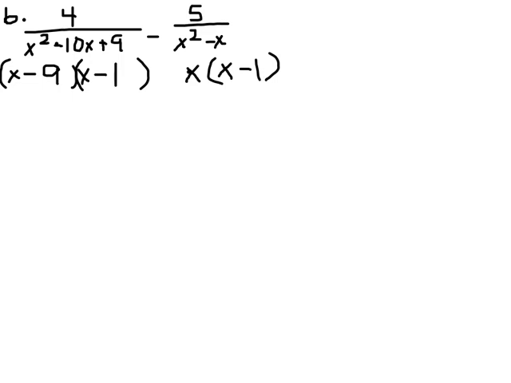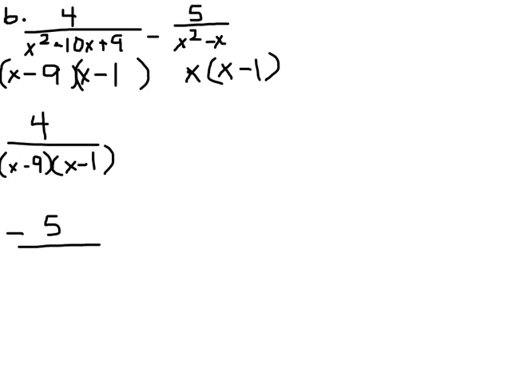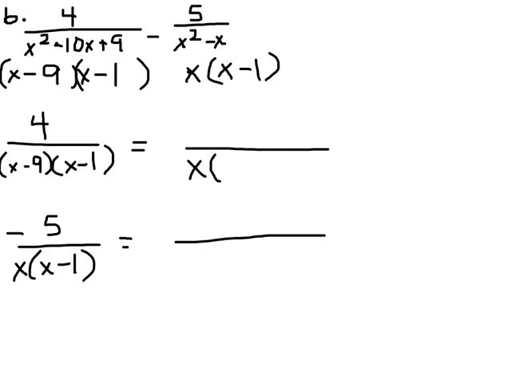Alright, so let's write this now over its factored denominators. 4 over x minus 9, x minus 1, and minus 5 over x minus 1. So what is our common denominator for both these fractions going to be? It is going to be x minus 9, x minus 1.